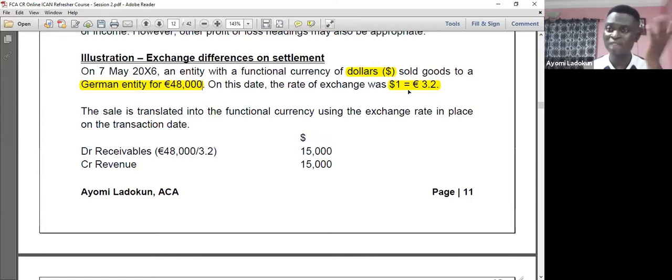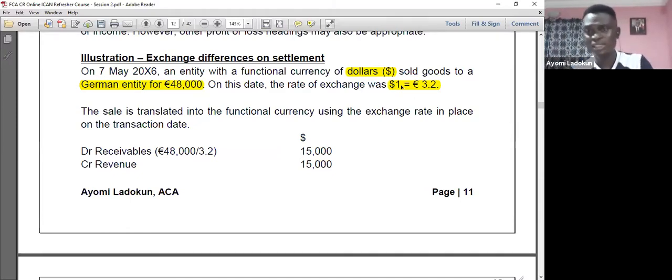If I have $5,000, for example, and I want to convert it into naira, I have to multiply because dollar is stronger than naira. If I have 500,000 naira, which is weaker, and I want to convert to a stronger currency, I will divide. 500,000 naira cannot give me $1 million. It's not possible because it's weak. So I have to divide.